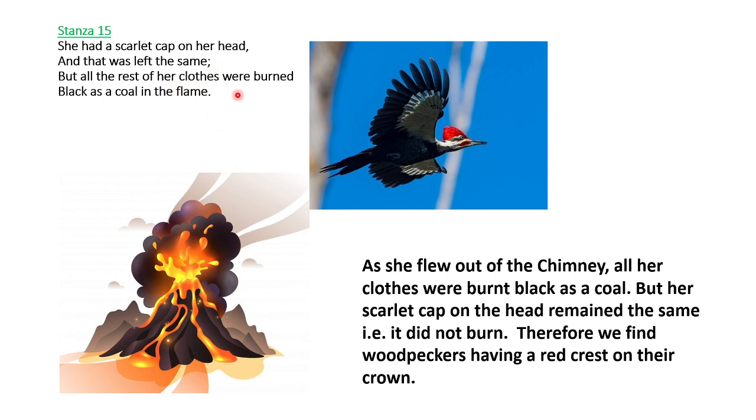Now, here in this line, you can see, but all the rest of her clothes were burned black as a coal in the flame. So this third line is running on to the fourth line. So this is the literary device of enjambment. So till now we have done literary devices: we have done two similes, we have done repetition, we have done enjambment. And there's another simile when the poet compares the children to bear cubs, cute bear cubs. So that was another simile. Now next stanza, the last stanza.